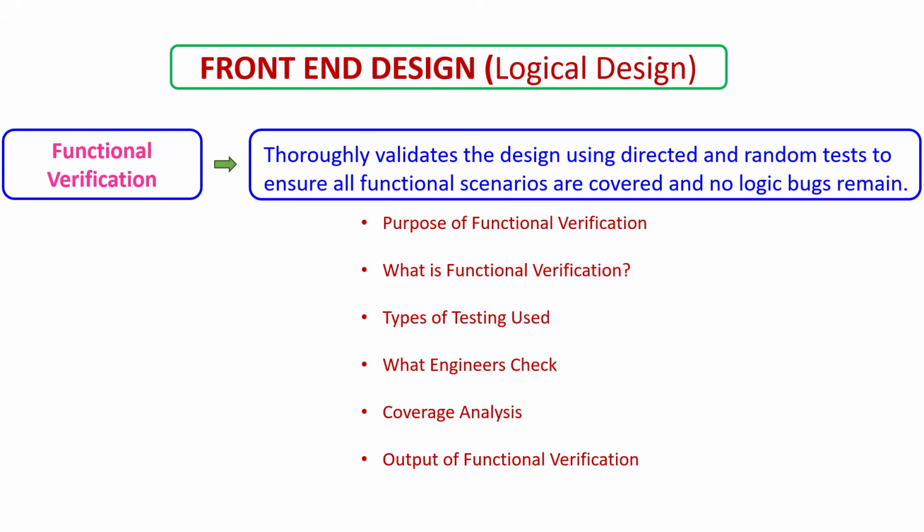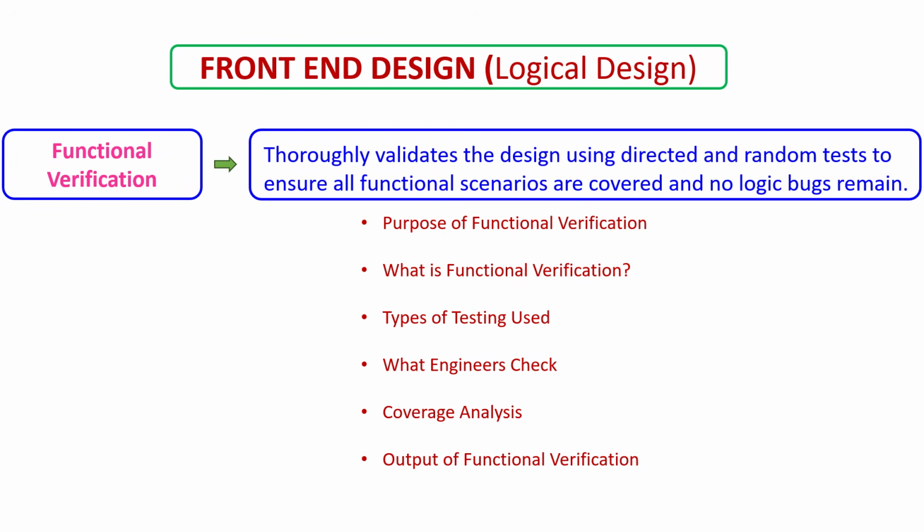The next stage is the functional verification stage. This is the most critical stage in front-end VLSI. Writing RTL is not enough. We must prove that it works in all conditions. This stage consumes 60 to 70% of project time in the industry. So what is the purpose of this functional verification? When no verification is done, it is equal to a risky tapeout. This stage thoroughly validates the RTL behavior, ensures the design works for all scenarios, detects hidden logic bugs, and prevents costly silicon failures.